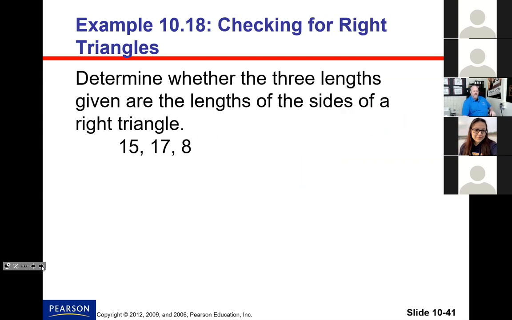Okay, do me a favor, figure that one out for 1 sec. I'll be right back. Figure out if that's a right angle triangle.